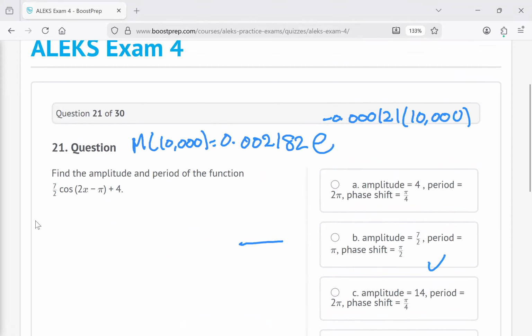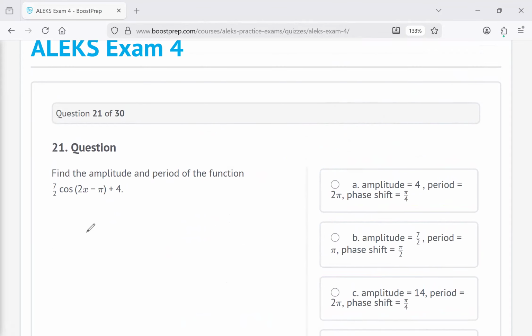Okay, this one, find the amplitude and period of this function. So we have this cosine graph, y equals 7/2 cosine of (2x minus pi) plus 1. They want to know the amplitude and the period. So the amplitude is basically the absolute value of 7/2, so it's actually a positive 7/2. So that is our amplitude.